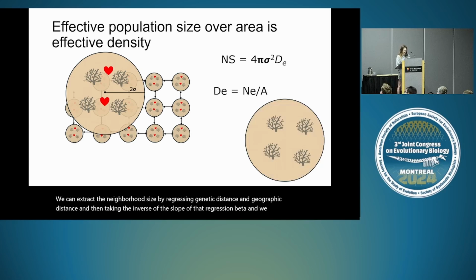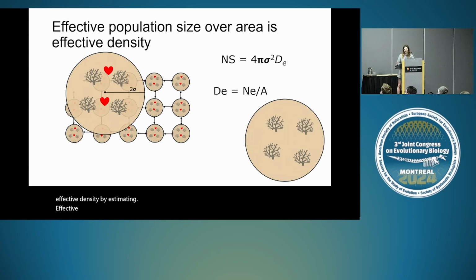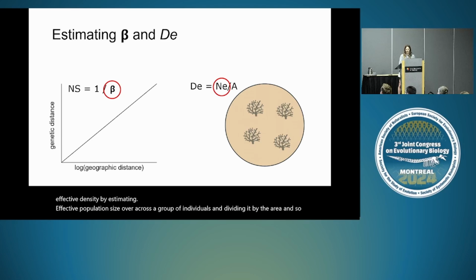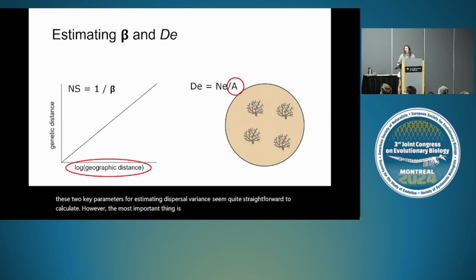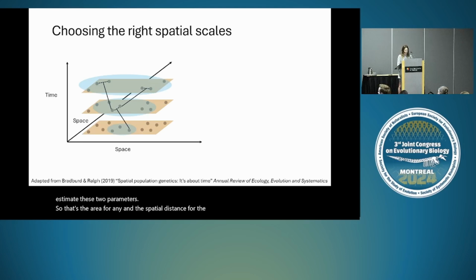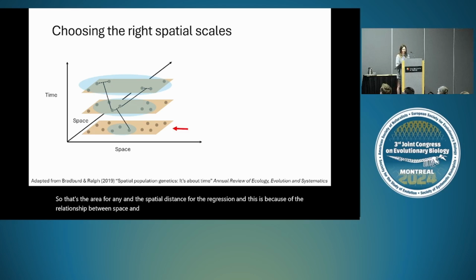And we can get effective density by estimating effective population size across a group of individuals and dividing it by the area. And so these two key parameters for estimating dispersal variance seem quite straightforward to calculate. However, the most important thing is choosing the correct spatial scales in which to estimate these two parameters. So that's the area for NE and the spatial distance for the regression. And this is because of the relationship between space and time. When you look at a small area, you're looking at recent relationships, and when you look at a large area, you are looking at more historical events.